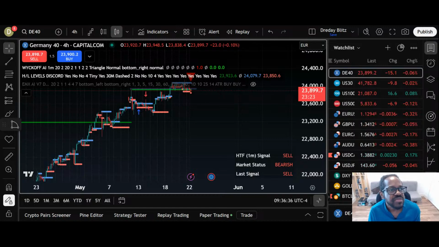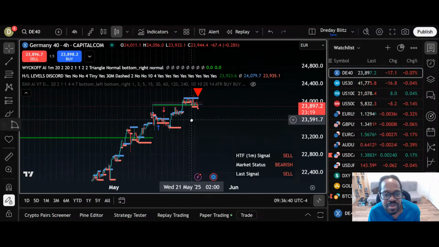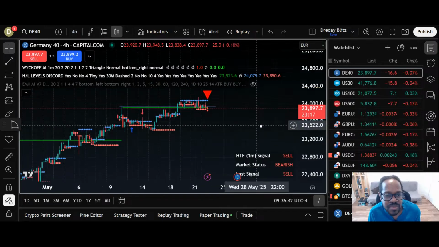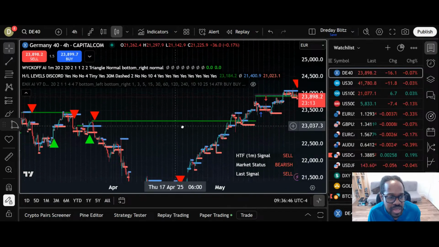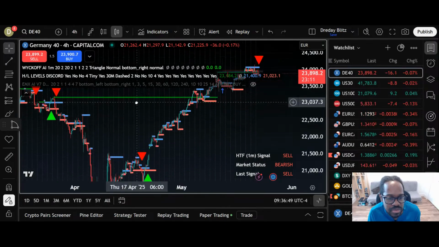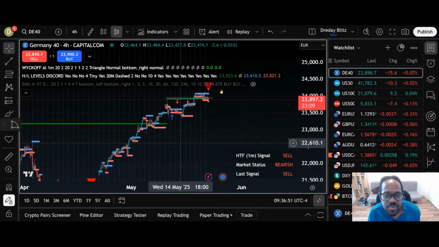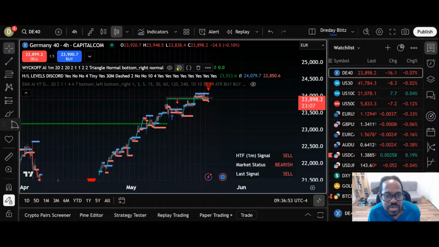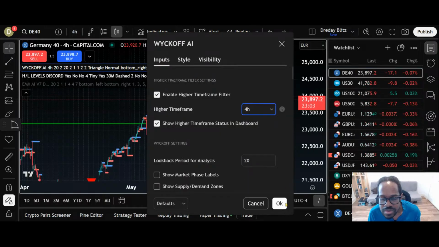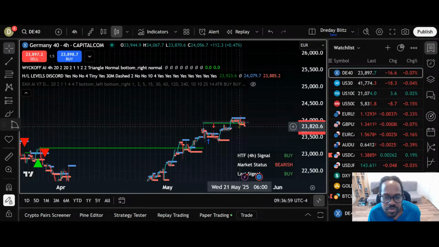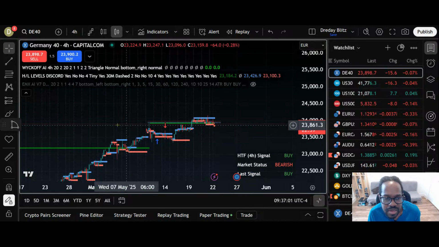Yeah, so like I said, for the 4 hour higher time frame, you need to keep it at the 1 minute, because if you put 4 hour, let's look at 4 hour together. Okay, so put it at 4 hour. So 4 hour, you don't have that sell here.